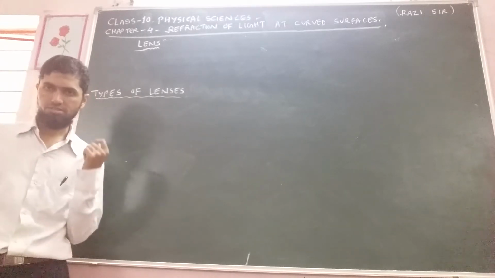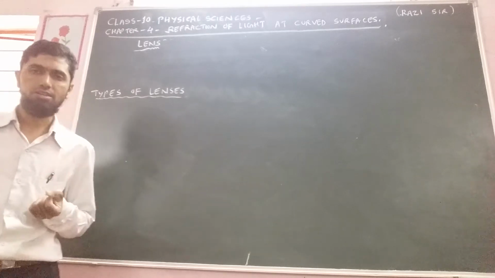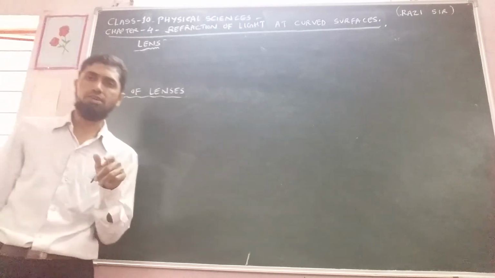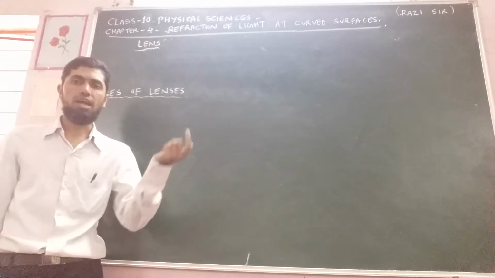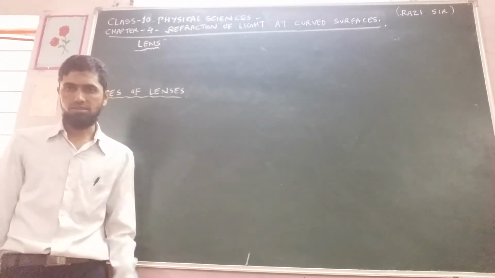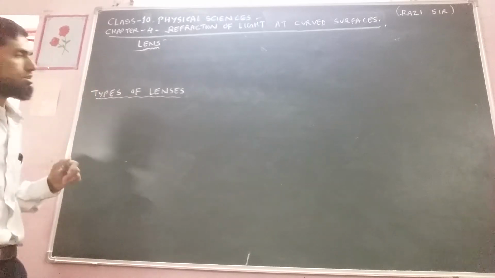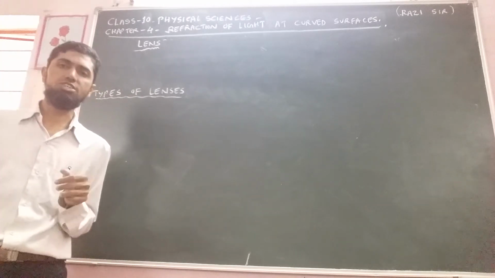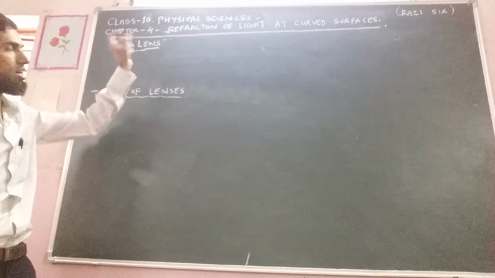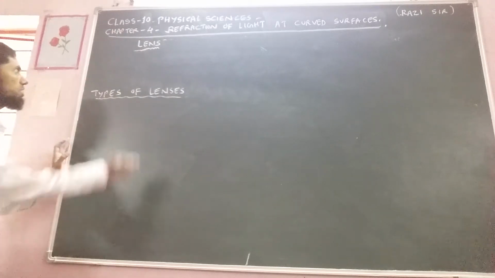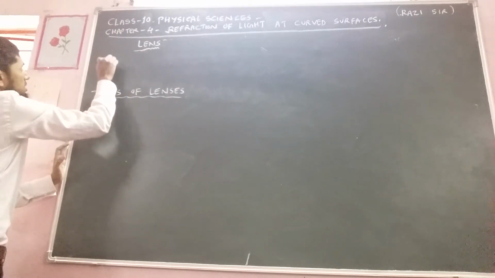How is our eye lens? It is a transparent one. Because it is transparent, the light enters into our eye lens and then falls on the retina. Then we are able to get the vision. So here, first let us learn what is a lens.